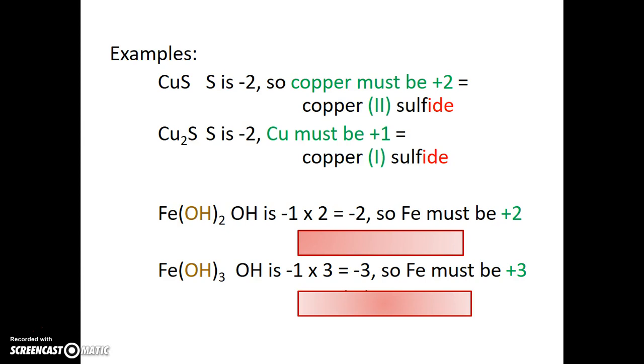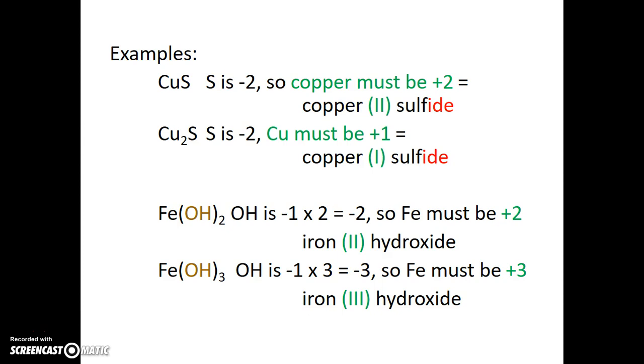So in the first one, the hydroxide ion, OH, is a -1. There are 2 of them. So iron has to be a +2 to balance them out. And the name of the compound would then be iron(II) hydroxide. And in the second example, iron would have to be a +3 to balance out the 3 hydroxides. And the name of the compound would be iron(III) hydroxide.